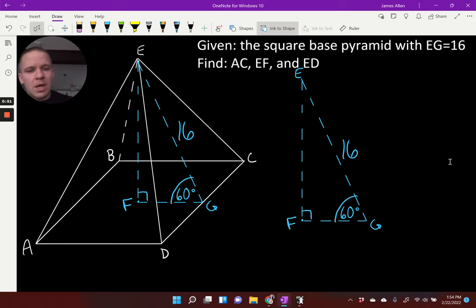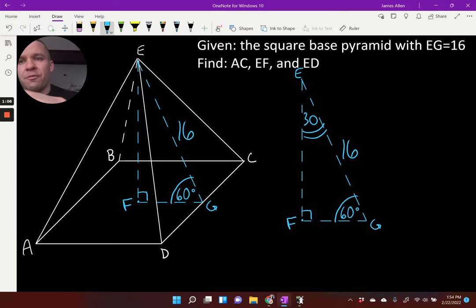Two-dimensional drawing. Okay, so I have, wait, hold on a second. We have a 60-degree angle and a 90-degree angle. I think this is a 30-degree angle right here. I got myself a 30, 60, 90 triangle. They all add up to 180, right? That's how I figured out that 30 degrees. Okay, let's get to work.